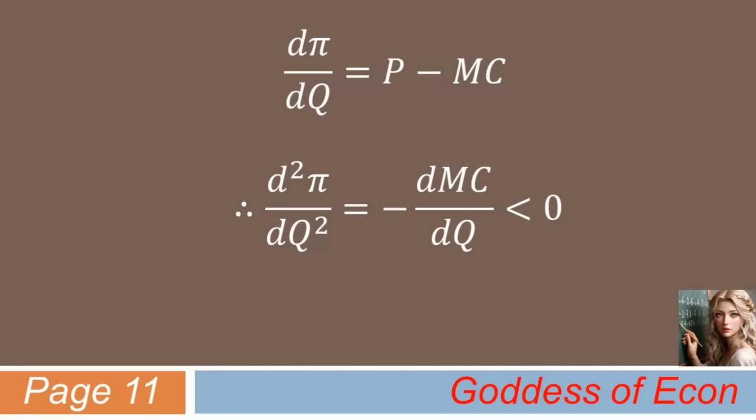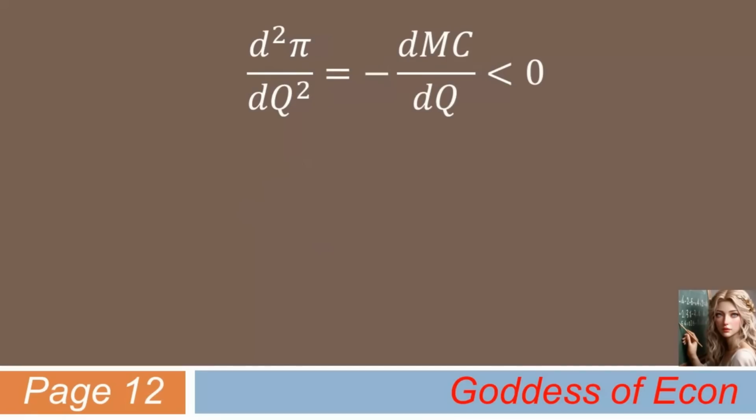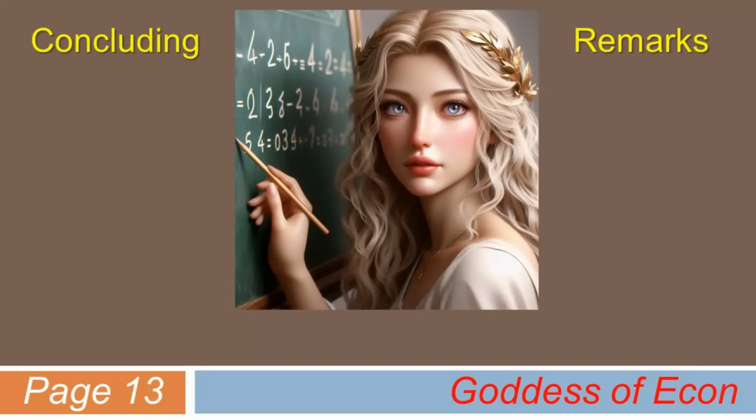Here, if we multiply both sides by -1, then we get the following second order condition, which is dMC/dQ is greater than 0. What does this mean? Well, it simply means, for the first order condition to constitute the maximum, the marginal cost should be increasing. That is, the profit maximization point occurs only at the area where MC is increasing, not decreasing. This is indeed consistent with the point made in my previous lecture video on why the supply curve is upward sloping.